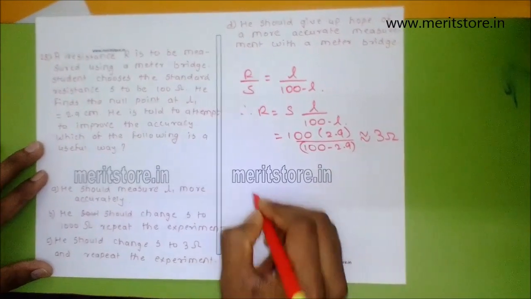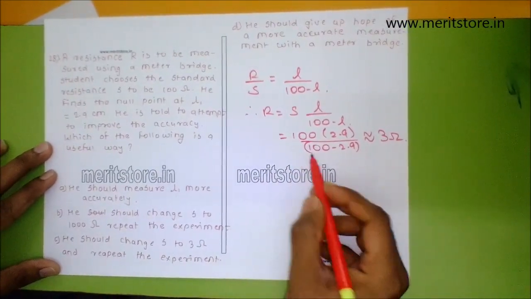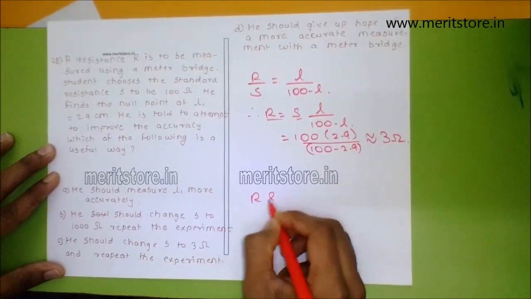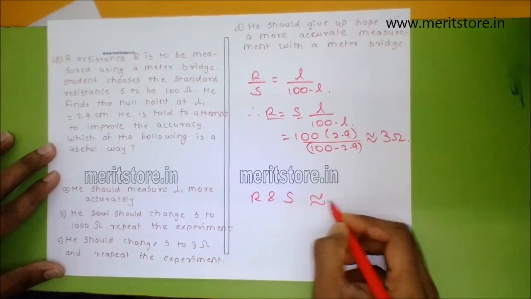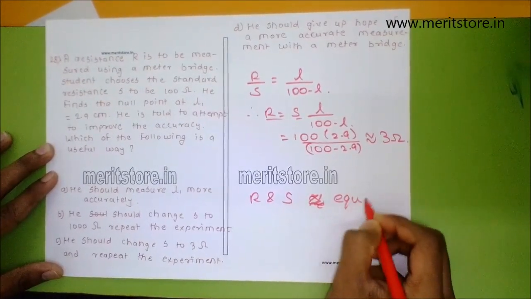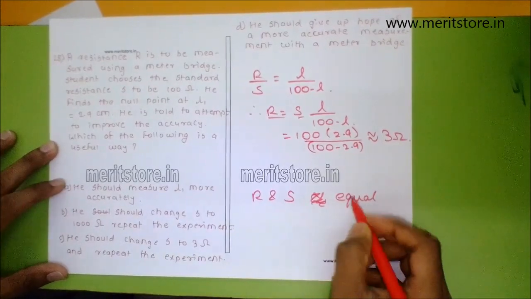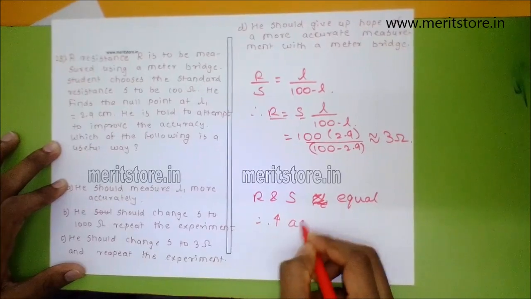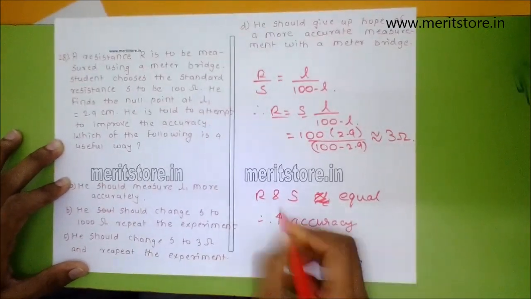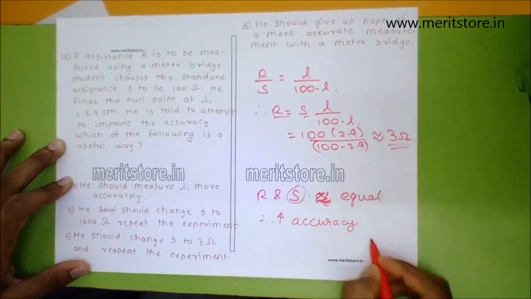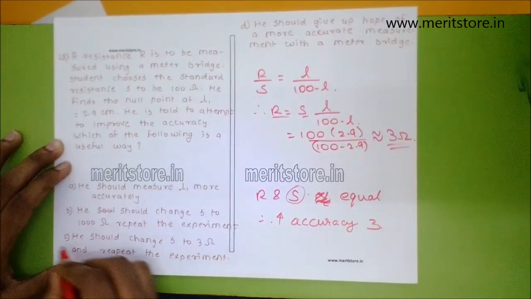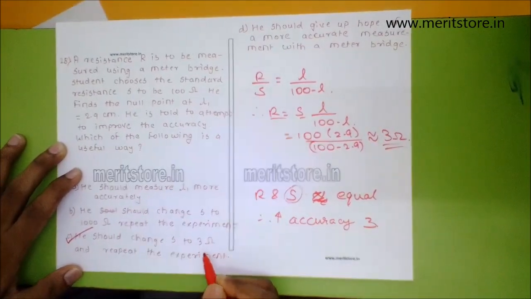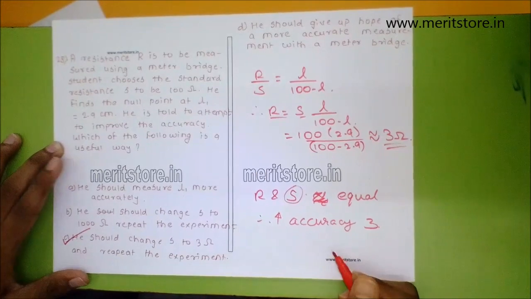In Wheatstone's meter bridge, in order to increase the accuracy, the values in the left and the right gap, that is R and S, should almost be equal to each other, or should be near about the same value, and hence in order to increase the accuracy, one should choose the value of S around 3, and hence the option is C. The student should change the value of S to 3 ohms and repeat the experiment in order to increase the accuracy.